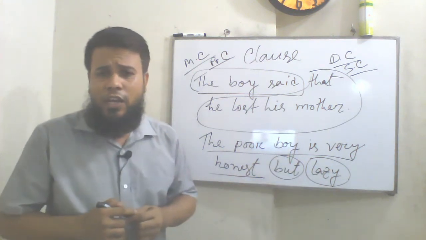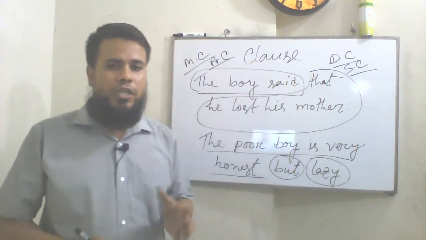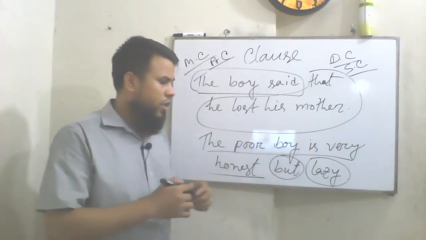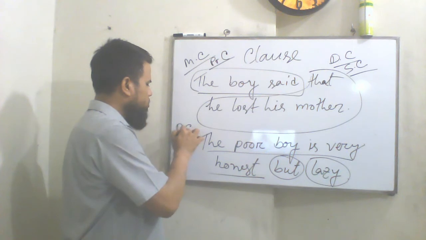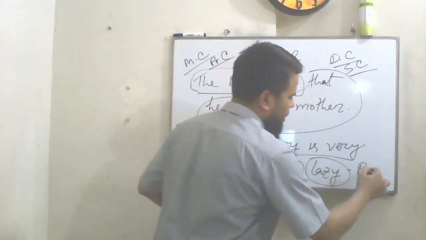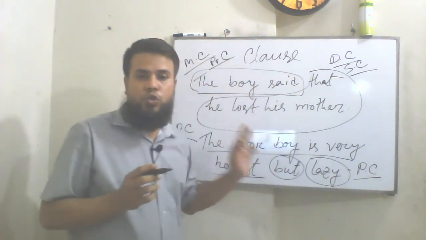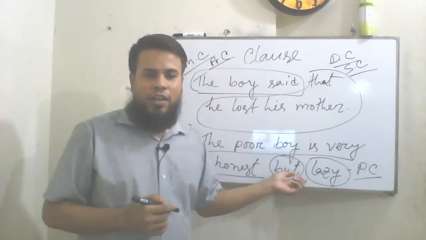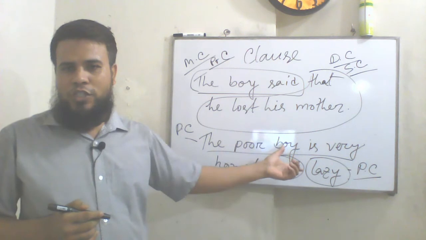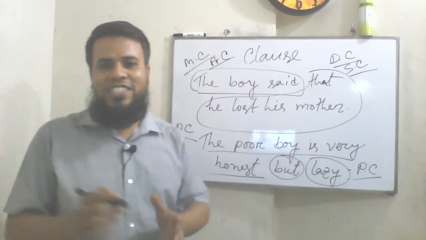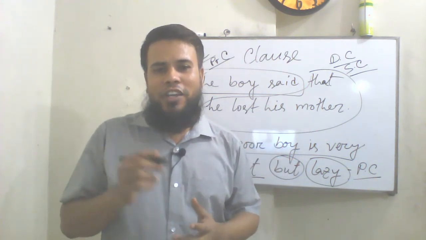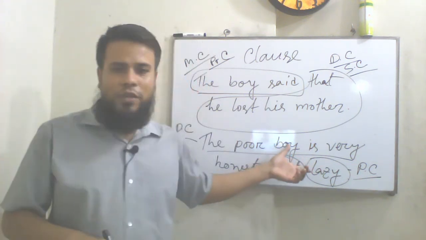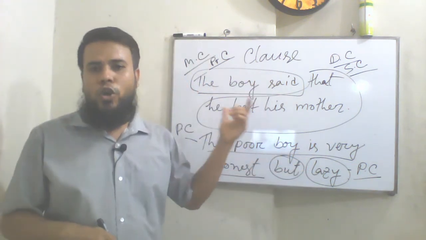If we find any clause in a sentence which is not dependent on others, then we may call it a principal clause. This part is a principal clause and this part is another principal clause. Those two principal clauses are connected with the conjunction "but". If we find such types of clauses in a big sentence or a small sentence, then we may call it a coordinate clause. So friends, my today's topic was clause only.